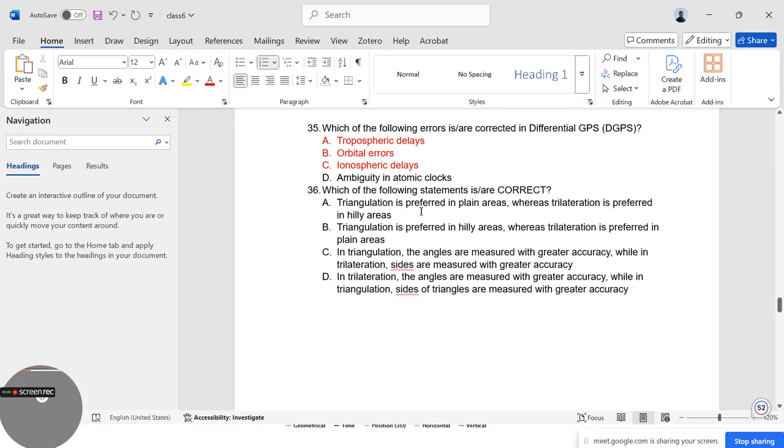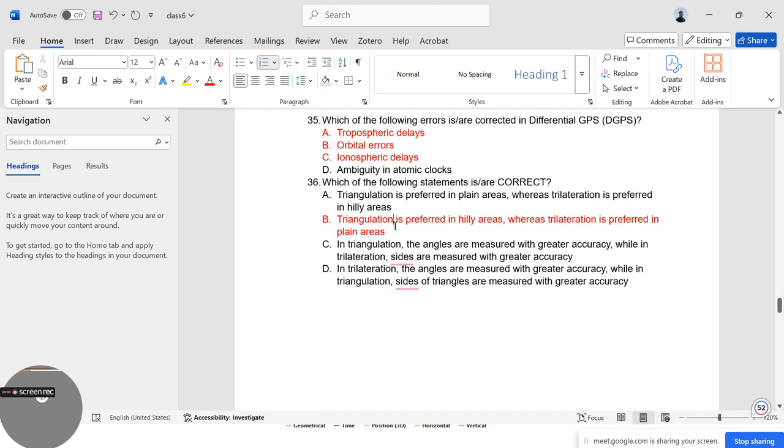The next question is, which of the following statements is or are correct? Triangulation is preferred in plain areas. That is wrong. Triangulation is preferred in hilly areas, whereas trilateration in plain areas. The difference between these two is that in triangulation we measure the angles, as the name suggests, if the three angles are known, and in trilateration we measure the sides of the triangle. So the sides are known to us. In triangulation the angles are measured with great accuracy, while in trilateration sides are measured with great accuracy. So option C is correct.